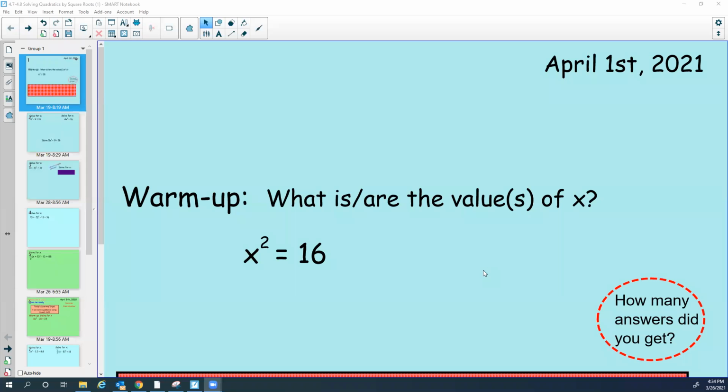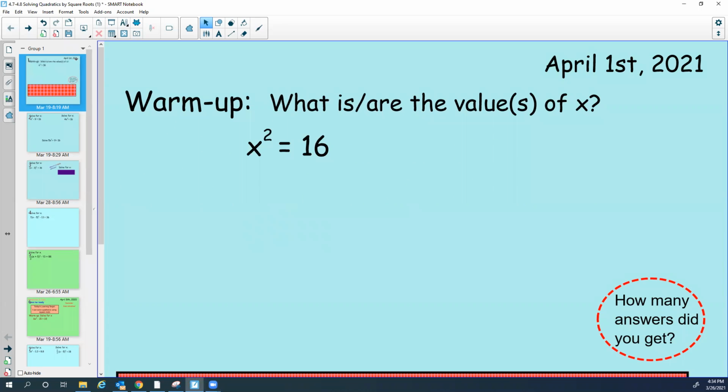All right, everybody, so we're going to talk about solving by square roots today. So warm up, find the values of x when you got x squared equals 16. All right, so what values squared equals 16? What x values? Well, that would be x equals 4.